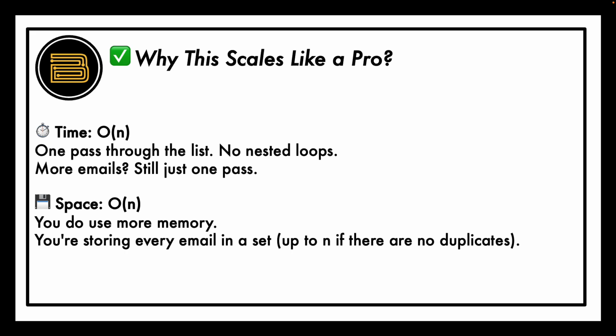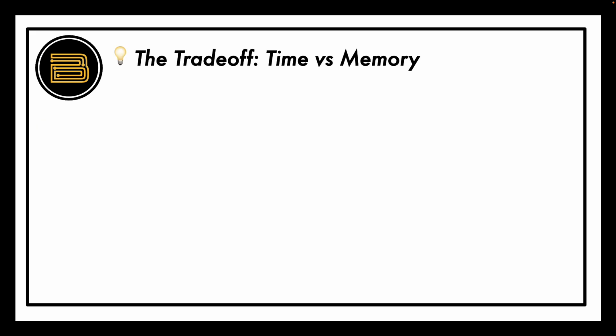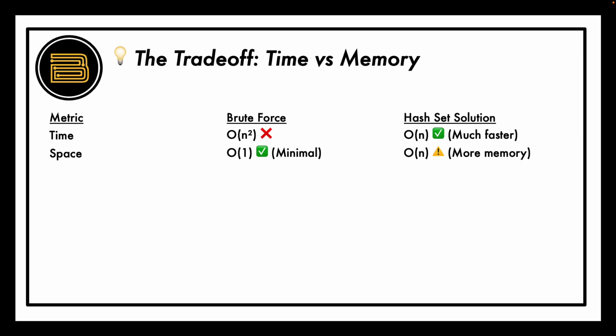And this scales because our time complexity is not O(n) squared. This time it is O(n). One pass through the list, no nested loops, more emails, still just one pass. Now, in terms of space, we do use more memory because we are storing every email in a set, up to n, meaning the amount of emails in the list, and n is going to be as big as the list. However, we have to think about the fact that the brute force had a lower cost in terms of space, but a much higher cost in terms of time, as you can see here.